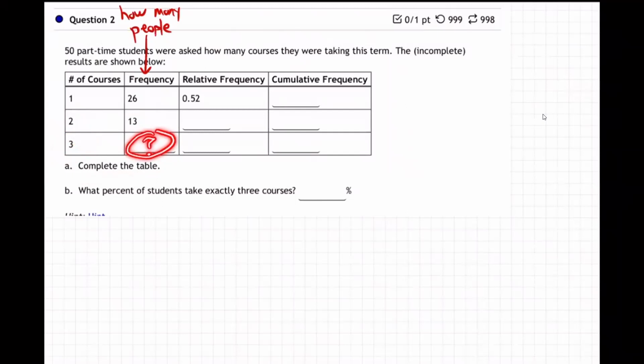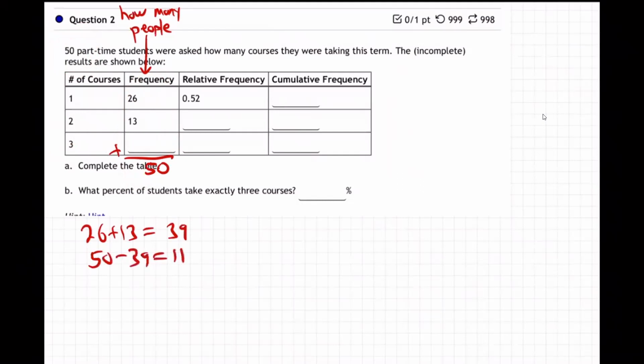You add both of the frequencies together. And then what? Subtract it from the total number of students. Exactly. Because it has to add up to be all the people, doesn't it? It has to add up to be all 50 people. So good job. 26 plus 13 is 39, and then take that away from 50.